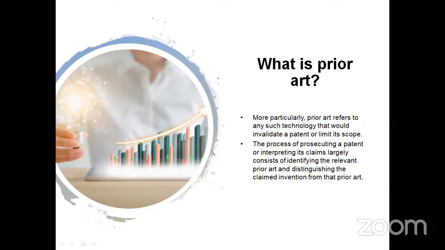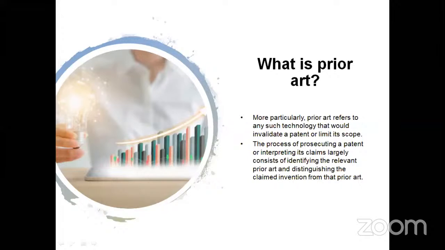So it may be patent documents, it may be a publication, it may be a newsletter, or it may be any other information available in the public domain. So before you file the patent application, you should do this prior art search to make sure that nobody has done it. So prior art refers to any such technology that would invalidate a patent or limit its scope.